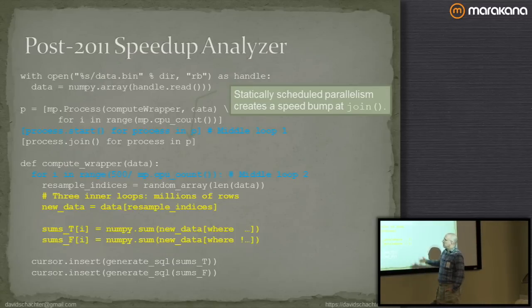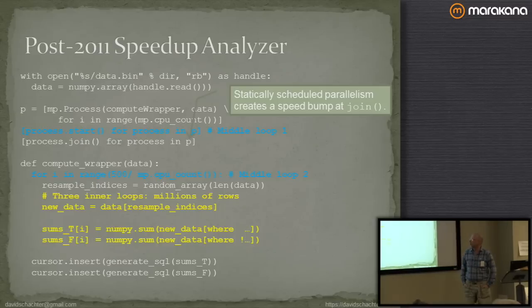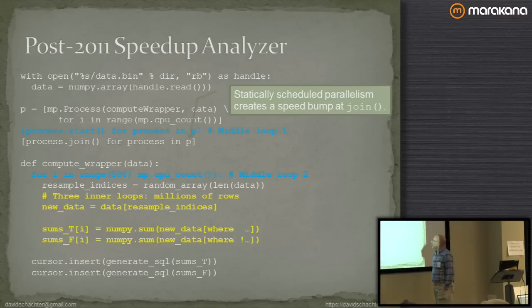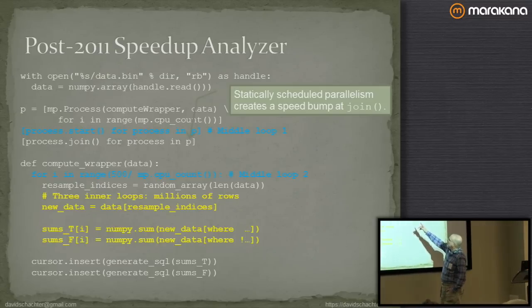The analyzer has, at this point in the code, figured out that there is some new data to analyze. At the top of the screen, it reads in that data. The data has been already converted by the fetcher into a Numpy format, so we can simply suck it right in and go. Then I have middle loop number 1. I create all of the parallel processes and I start them running.